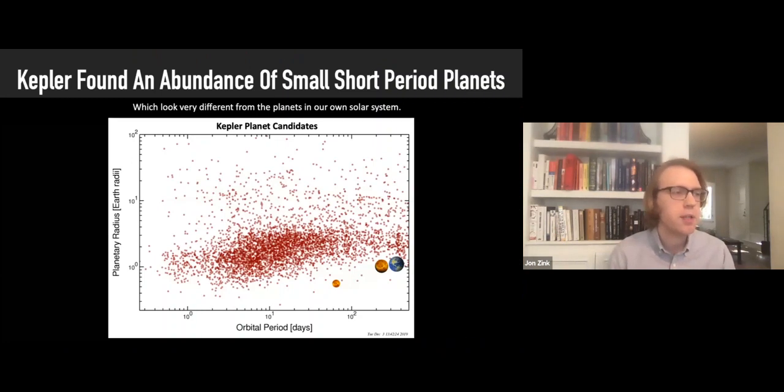At the completion of its 4 years, it found nearly 3,000 planet candidates. Here I'm just plotting the planet candidates found by Kepler in red, along with some of the solar system planets as well. You can see it found a ton of planets in this parameter space. This is radius versus period, but it didn't find a lot of these solar system analogs, which was really surprising. But demographics is all about taking this large sample and seeing what information we can back out from it.